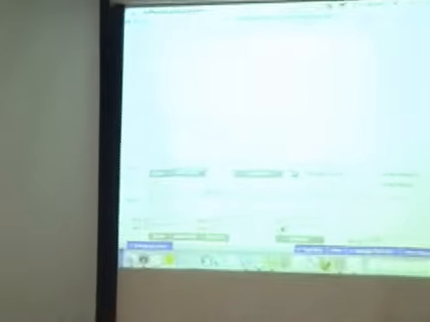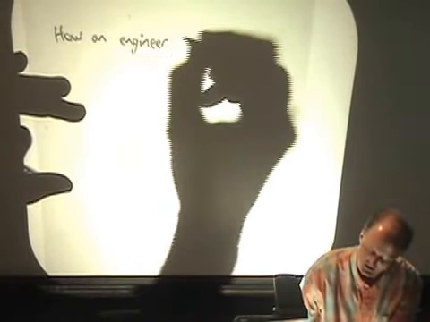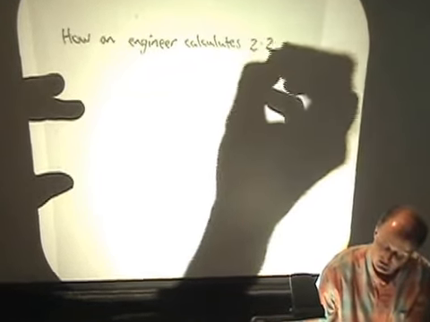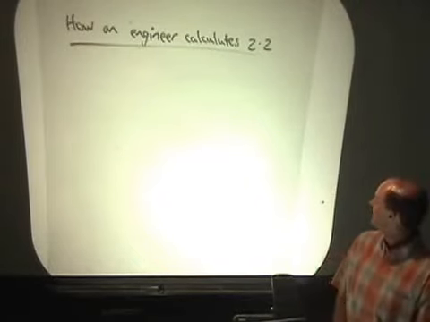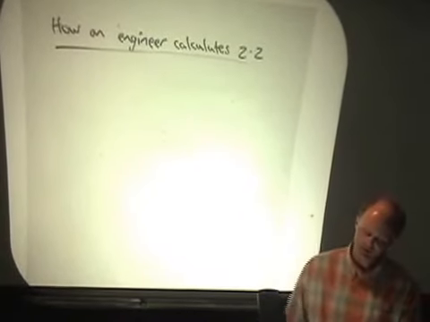All this talk about numerical methods leads me to thinking about a particular kind of approximation method that engineers and scientists quite often use. I'm titling this, How an Engineer Calculates 2 times 2. Okay? I could replace engineer with scientist or applied mathematician. A pure mathematician wouldn't do this.